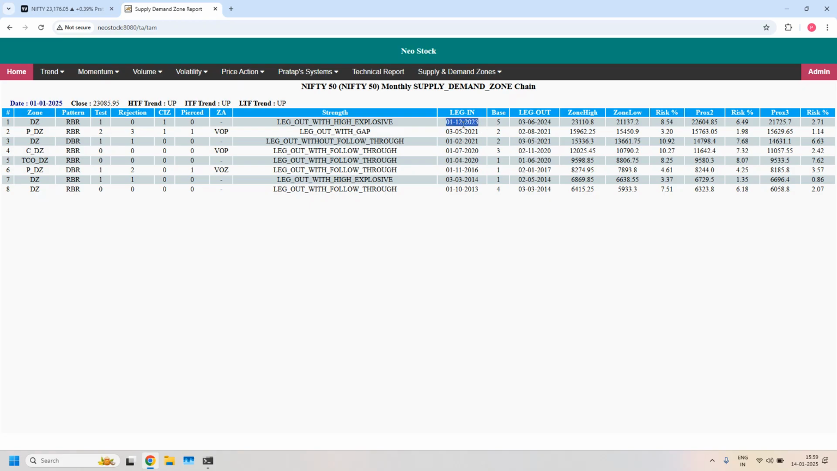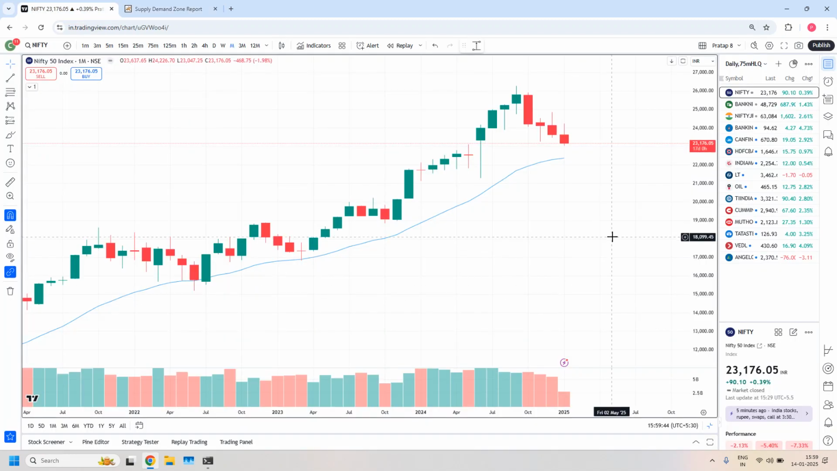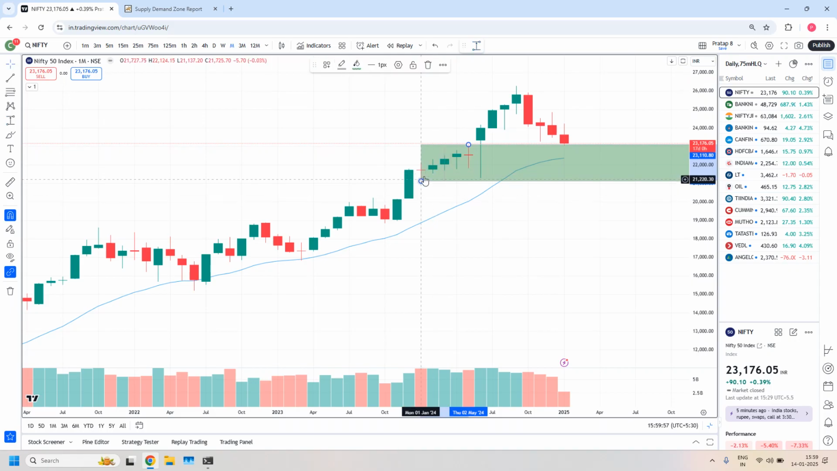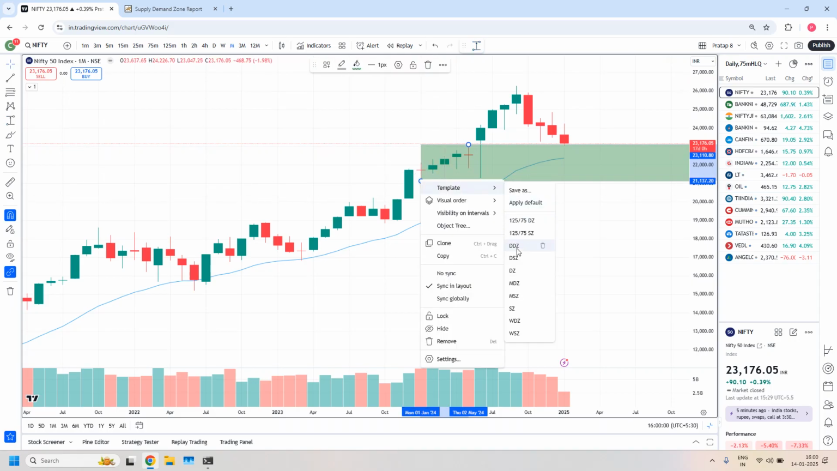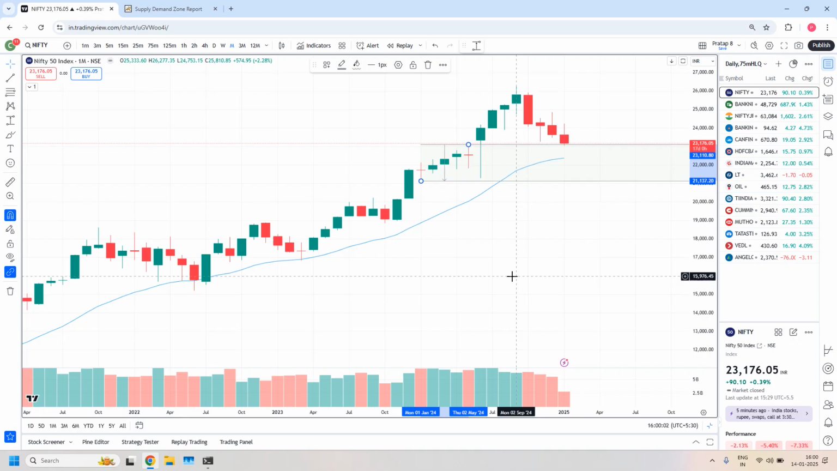Even our software also suggested, see here, first 12/2023 is the leg-in. After that, 5 base candles. And this is the June 2024 monthly candle. See here, 1st December, 1, 2, 3, 4, 5 base candles, and this is the June monthly candle. So let's draw the monthly demand zone.